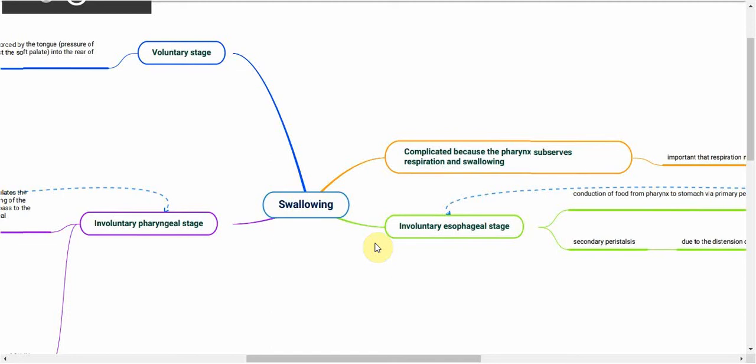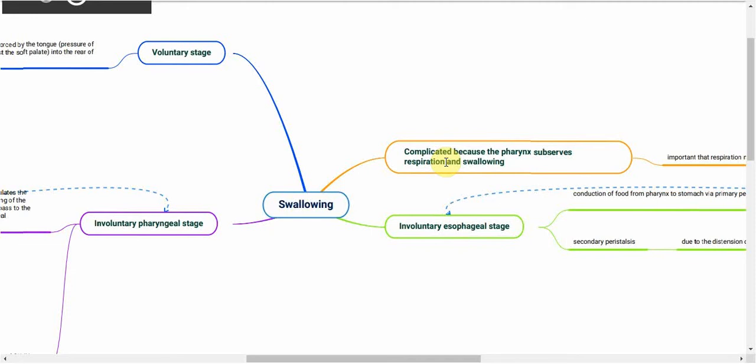Swallowing is made into a complicated process mainly because the pharynx, which is involved in swallowing, obviously, is involved in both respiration and swallowing. And during swallowing, you do not want to compromise your respiration, which makes swallowing a complicated process. Now, swallowing has two stages. We have a voluntary stage which is under conscious control, and then we have an involuntary stage that is no longer under conscious control, something that can come up in an MCQ.